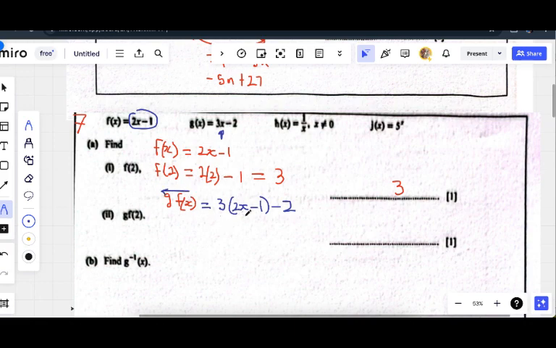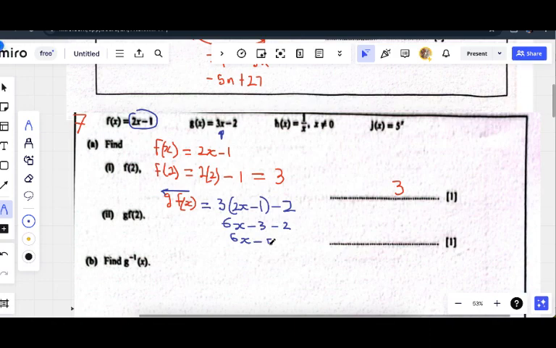So now the next is to expand. We expand this, we get 3 times 2x, which is 6x. And then 3 times minus 1, we get minus 3. Then this minus 2 is not going to be multiplied because it's outside the bracket. You just write your minus 2. So eventually, this function becomes 6x minus 5. That's not the end of it, but this is the end of the simplification.